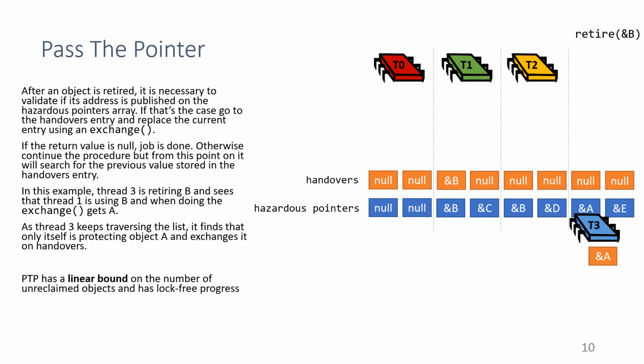Now it continues and it finds A published again by its own thread. So it exchanges, and when it is null, the retire method ends.